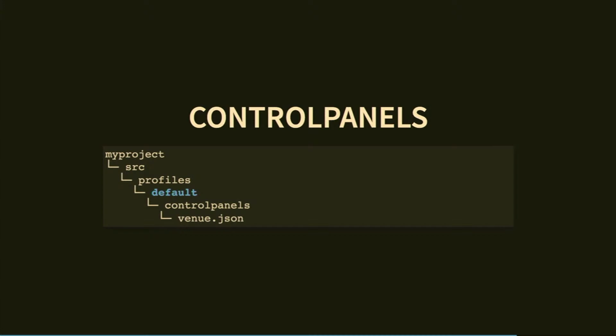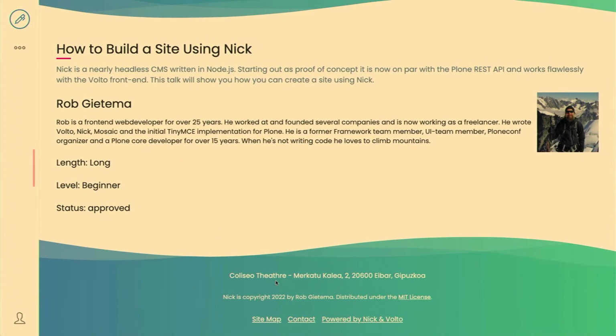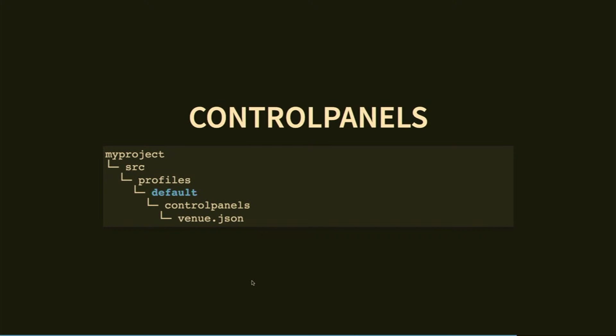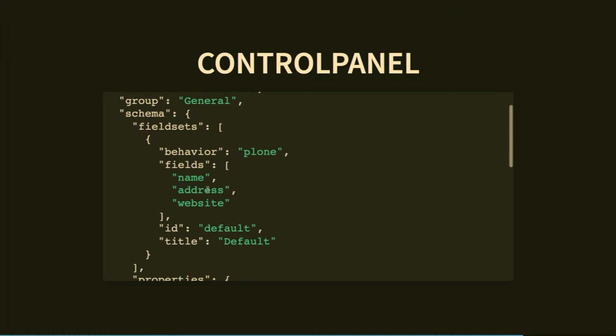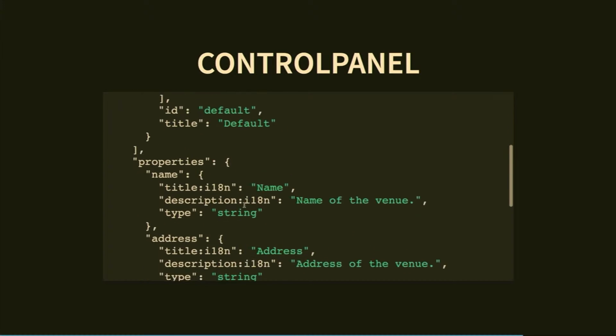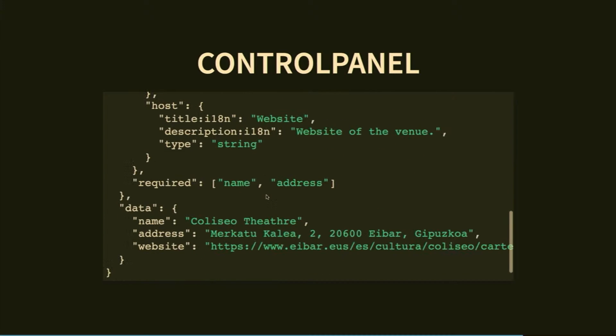In this case, we saw in the example in the footer, we had the location of the venue. So we'll add a venue control panel, which will have a schema with the name, address, and website. Just a normal JSON schema, same as content types have. So you can fill in the data, and you can also specify the initial data of your control panel right in there. So you have the name, the address, and the website in this case, but you can obviously leave it empty or have other people change or fill it in.